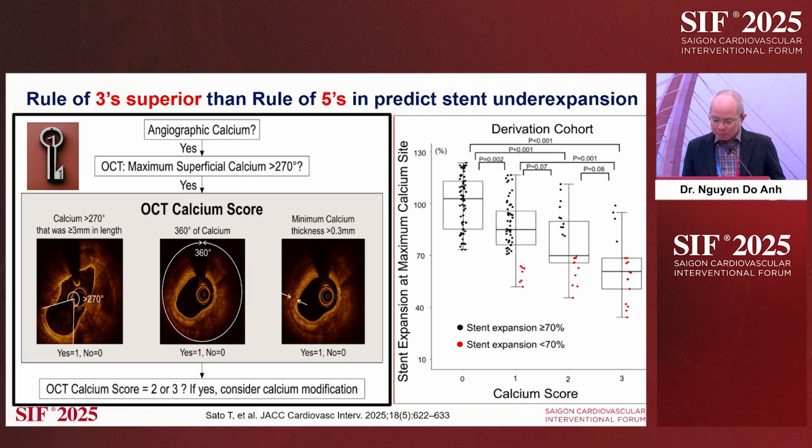Traditionally, many of us rely on the rule of 5 for OCT to predict possible stent underexpansion. But recent data from Sato and on track 2025 demonstrate that the rule of 3 on OCT is superior to the rule of 5 in predicting stent underexpansion. And also, a high calcium score of 2 or 3 means we need calcium modification by a special device.